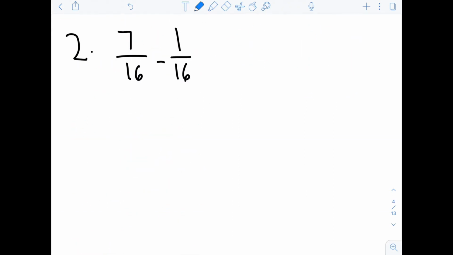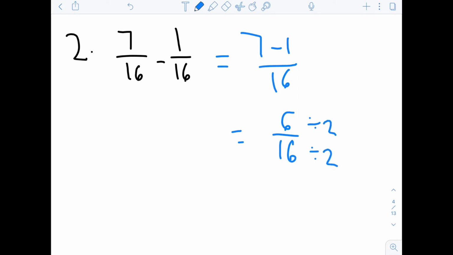So same thing with subtracting. We just subtract the numerators. So this is going to equal 7 minus 1 over 16, which equals 6/16. Since these numbers are both even, they're both divisible by 2. So we can divide by 2 to put this in simplest form. So it would be 3 over 8.